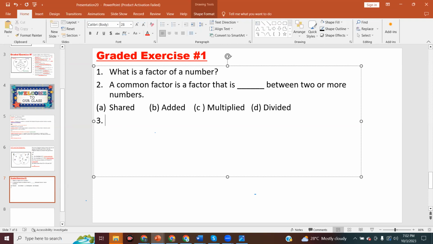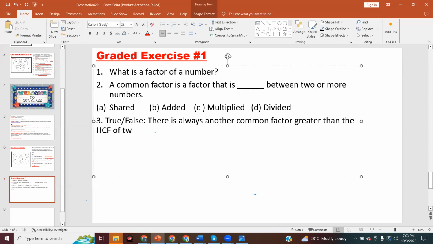All right, number 3. True or false? There is always another common factor greater than the highest common factor of two numbers.